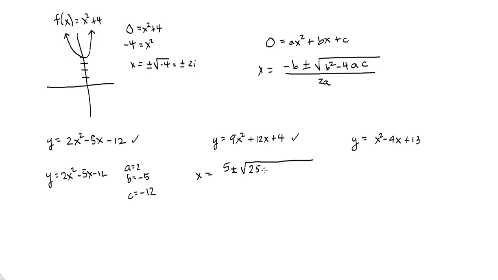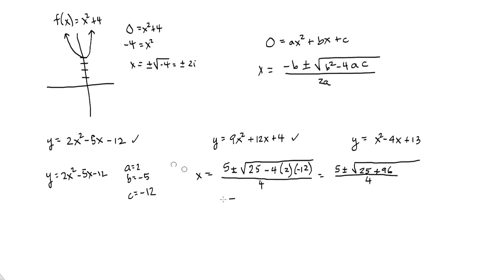Negative 5 squared is 25 minus 4 times a times c. So far so good. Over 2a, which is 4. Okay? Let's do some combining here. That's 5 plus or minus the square root of b squared minus 4 times 2 is 8. 8 times negative 12 is negative 96. So minus 96 is plus 96 all over 4.